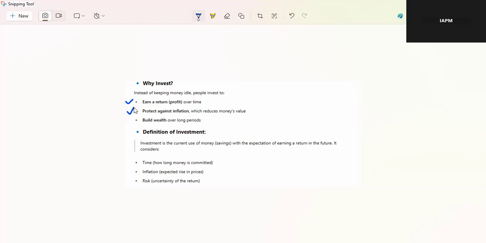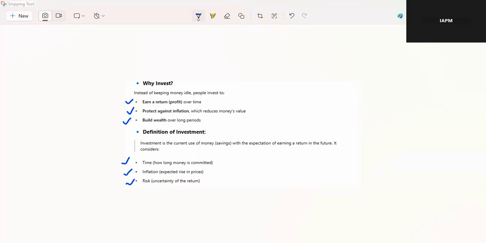You should also understand that investment is meant to protect against inflation. When you keep money, it reduces its value. You also want to build wealth over time. So the definition of investment simply is: a current use of money, which could be in savings, with the expectation of earning a return in the future. It considers time, how long the money will be committed. It considers inflation, the expected rise in prices. It also considers risk, the degree of uncertainty.